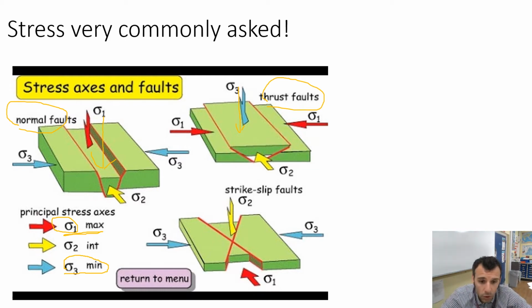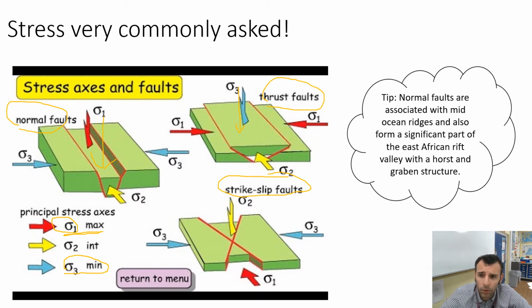For strike slip faults, it's really straightforward. It looks more complicated, but it's a shearing motion. So it's a lateral amount of movement, and your minimal stress components are going to be horizontal and vertical. It's actually going to be shearing side by side, like that. So that's stress in a nutshell. That's quite a good revision set of diagrams there.